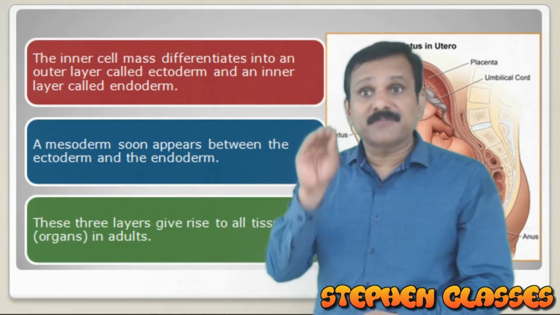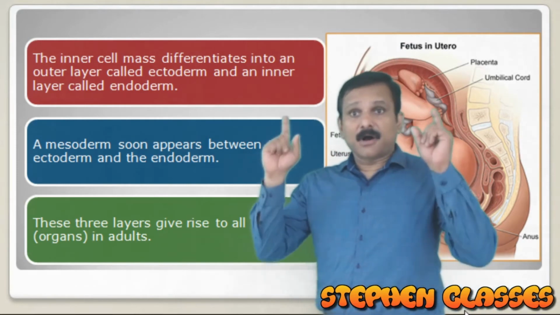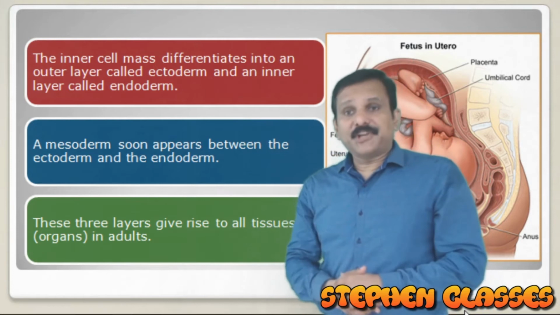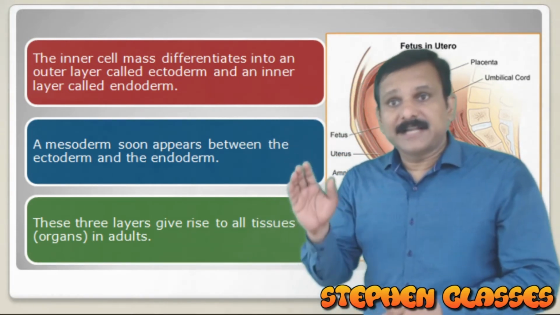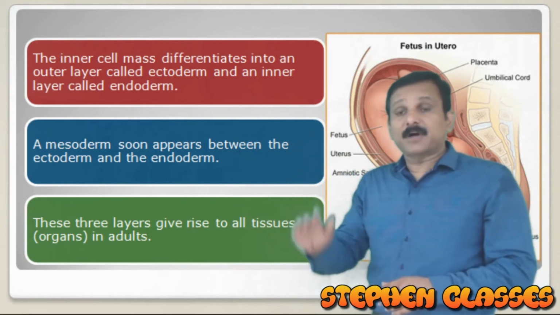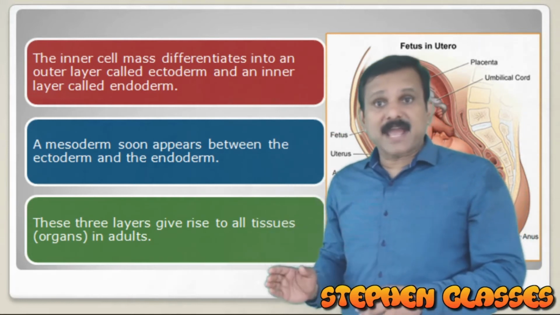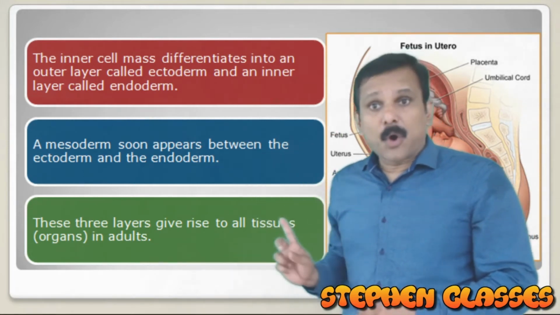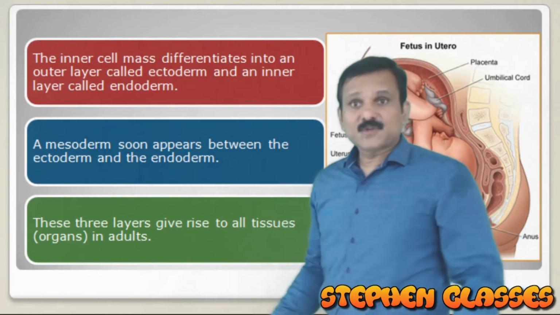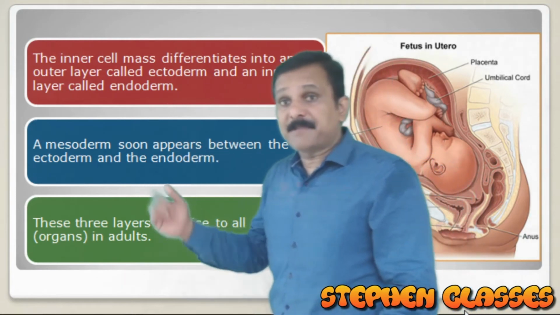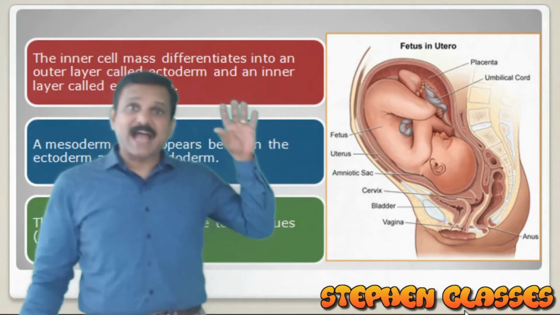And what is the role of these germ layers? These germ layers are determined to form tissues and organs in an adult. So all those tissues and organs developed in our body come from these germ layers. So what is the fate of these germ layers? These germ layers will give rise to all the tissues and all the organs in an adult body. Is it clear? So inner cell mass will develop into the germ layers and germ layers will develop into the tissues and organs.